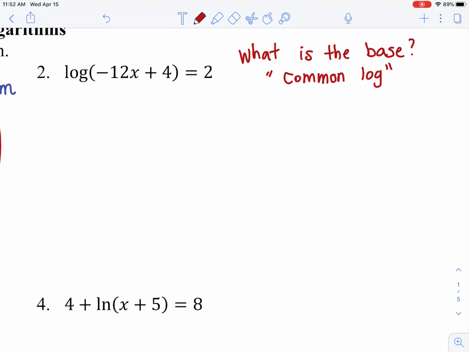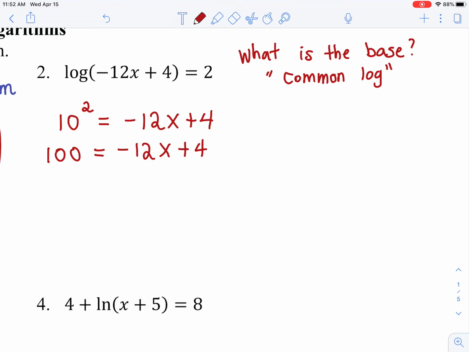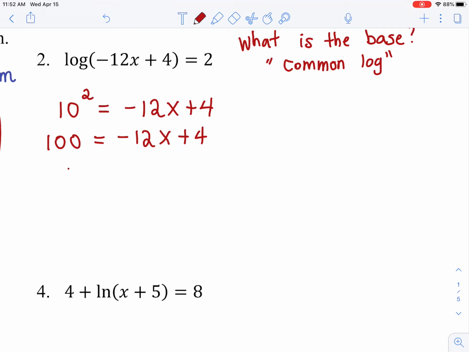And the base for a common log. This is a common log, right? It's going to be 10. It doesn't say it, but it is 10. 10 to the what power? 10 squared equals negative 12x plus 4. Alrighty, we're ready to solve this. 10 squared is 100. We got negative 12x plus 4.